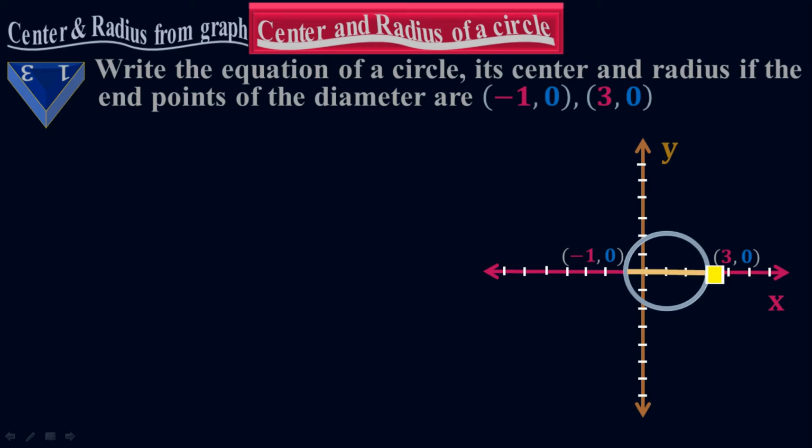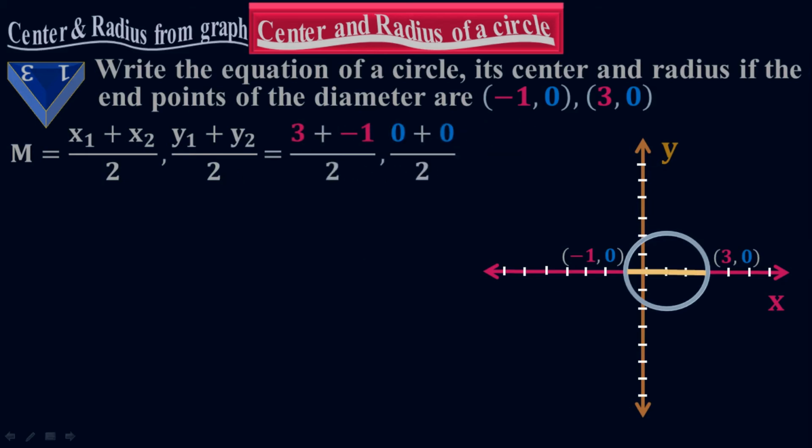Now the first thing is to determine the center of the circle. To find the center of the circle, we need the midpoint. To find the midpoint of this diameter, we're going to use the midpoint formula. The midpoint formula is this: m equals (x sub 1 plus x sub 2) all over 2, comma, (y sub 1 plus y sub 2) all over 2. Plugging the respective values, at the end you will get (1, 0). That's how we got the center of the circle.